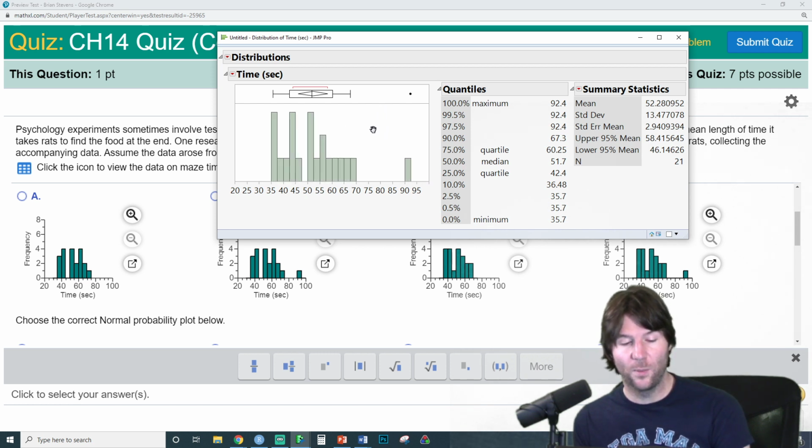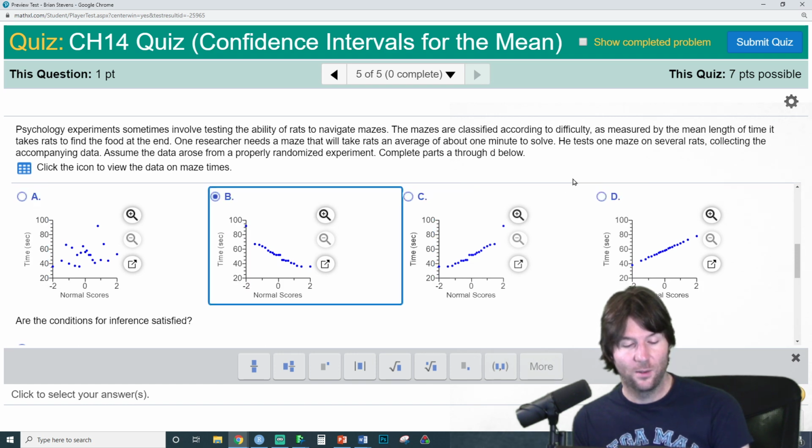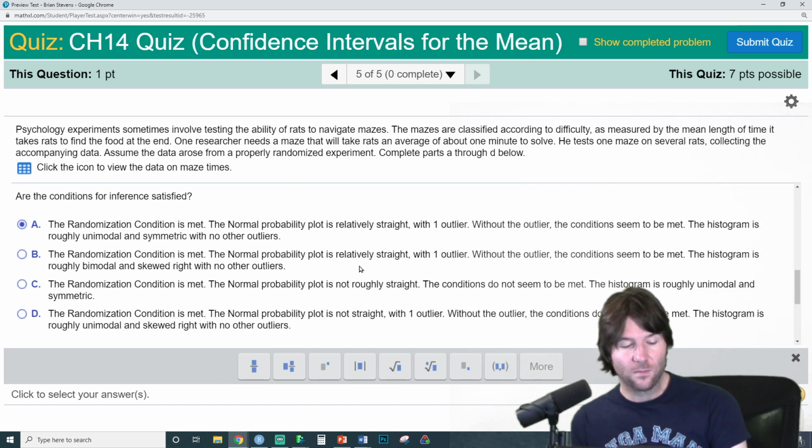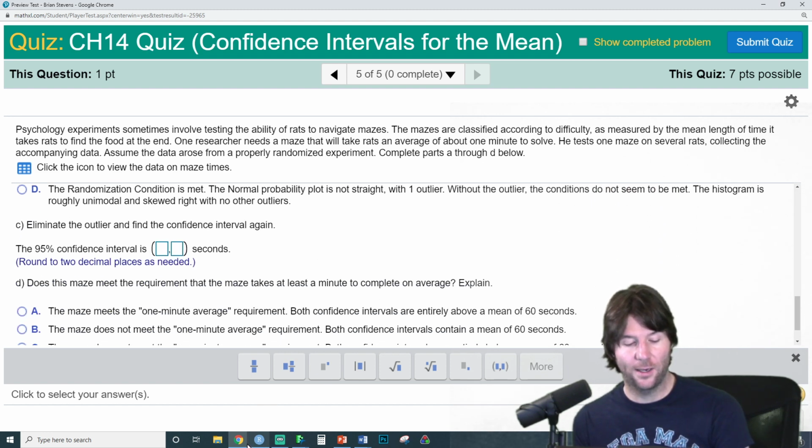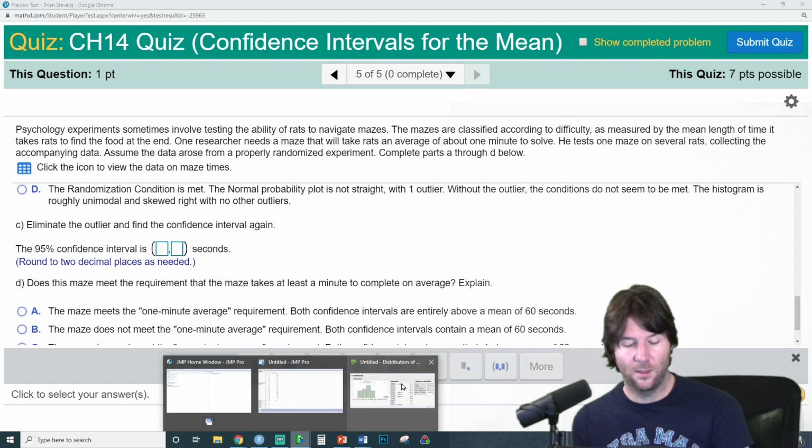That looks still kind of unimodal. It especially looks unimodal. I'm just changing bin widths right there. Oops, don't want to get the wrong answer. So it's pretty much unimodal with one outlier. And so now we're going to eliminate that outlier. Let's go back and eliminate the outlier.